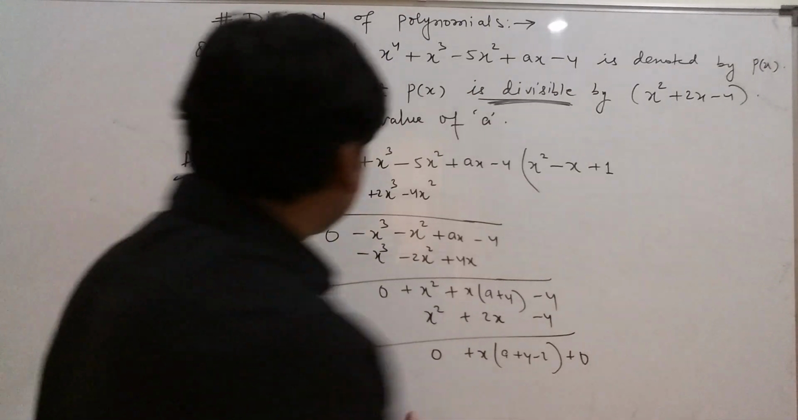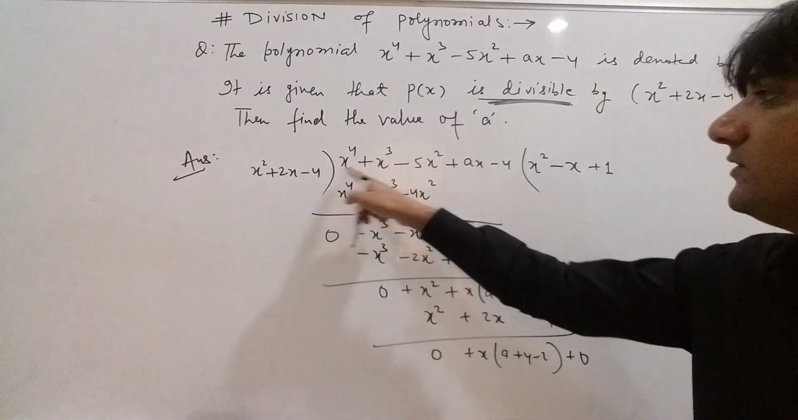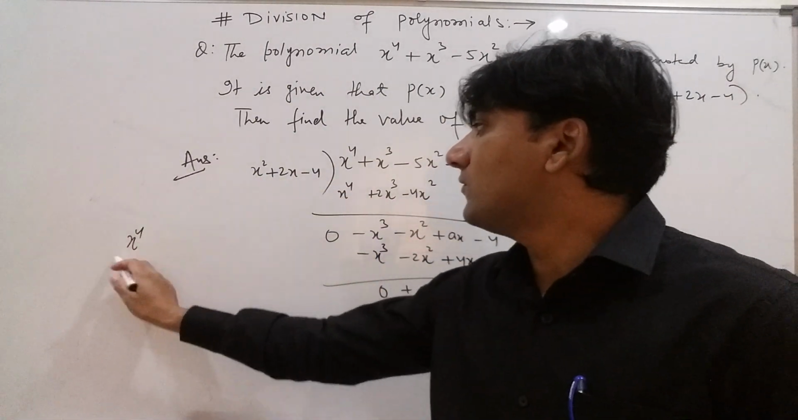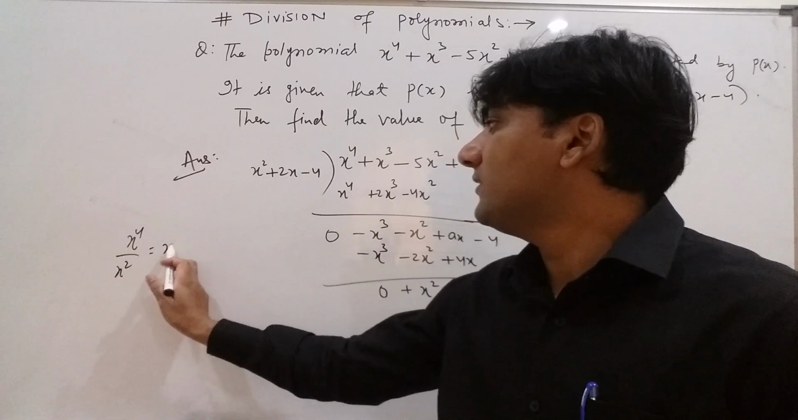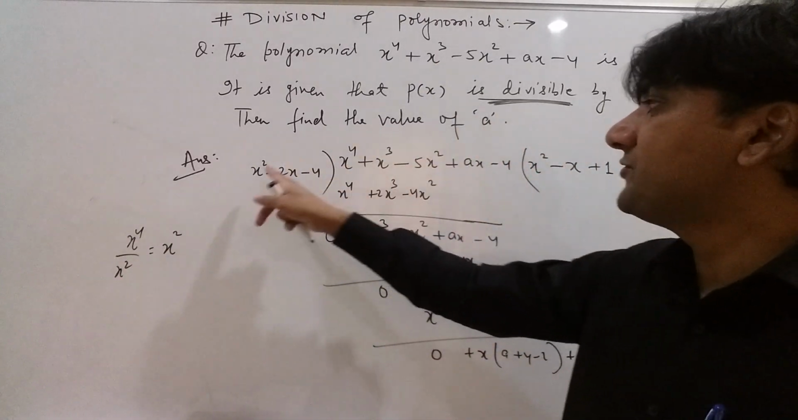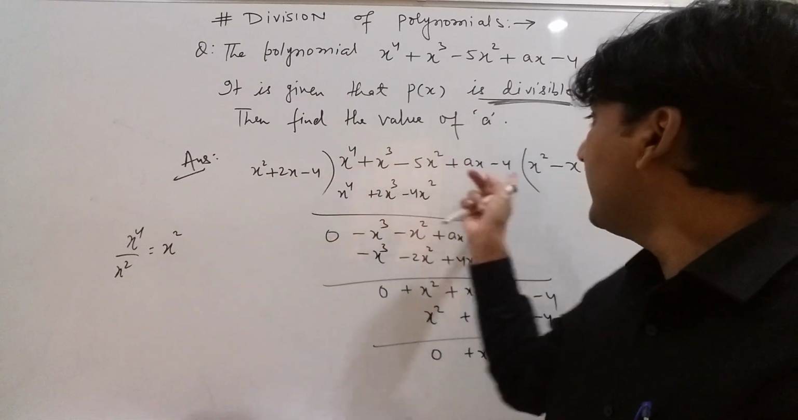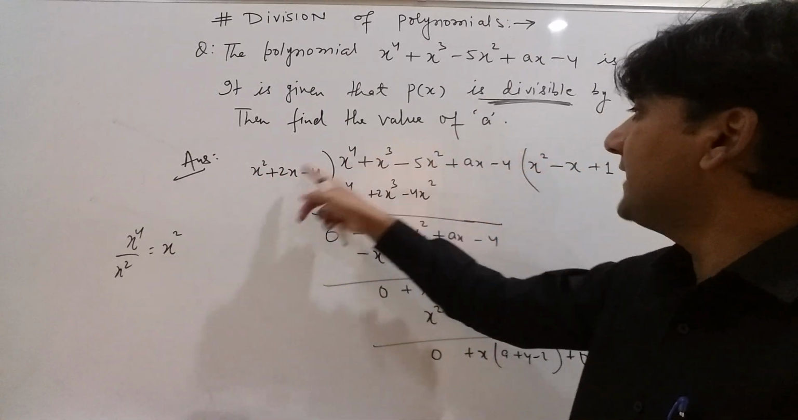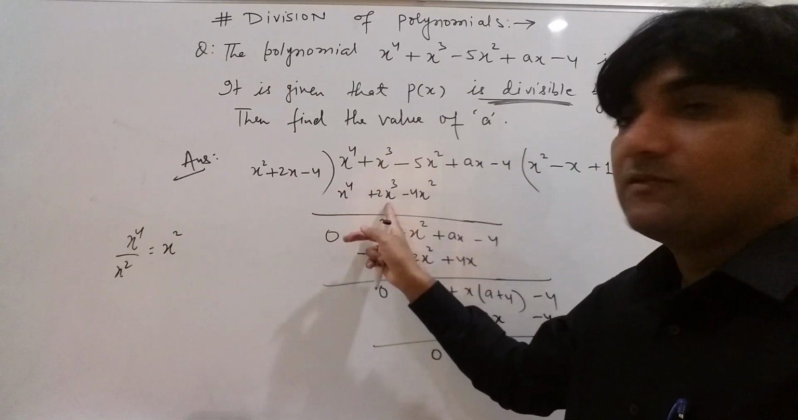Again, I am explaining. This x raised to 4, this is x squared, right? So x raised to 4 over x squared, what will you get? x squared. That's why I have written x squared here. Now this x squared you have to multiply with this x squared. x squared times x squared, x raised to 4 you will get. x squared times 2x, then 2x cubed you will get.